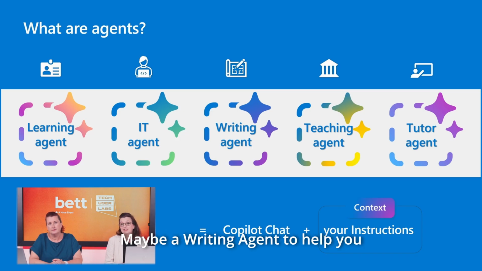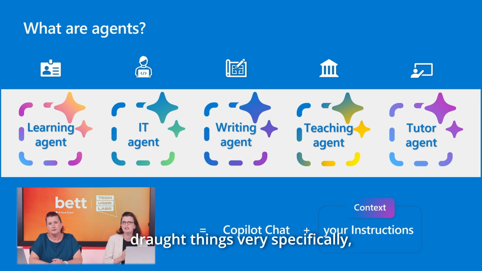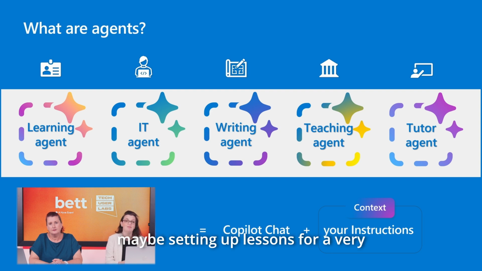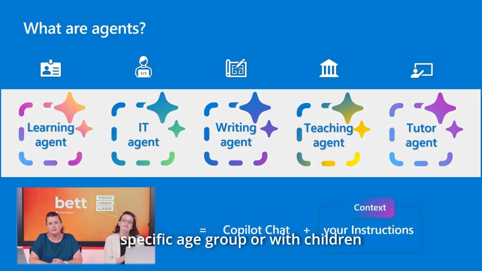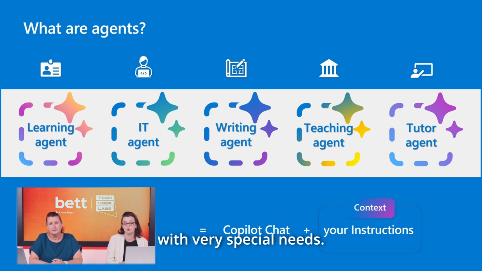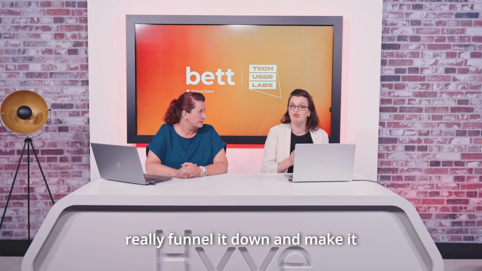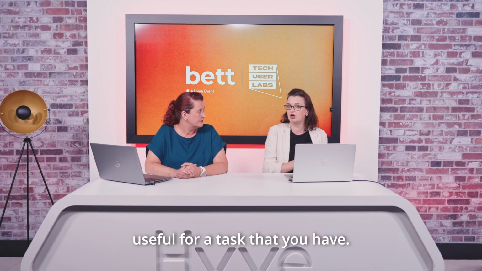Maybe a writing agent to help you draft things very specifically, taken from very specific sources of information, maybe a particular website or two that you want to use. And you can have a teaching agent for maybe setting up lessons for a very specific age group or with children with very special needs. There's all sorts of different ways you can utilize this, taking information from the web to really funnel it down and make it useful for the task that you have.